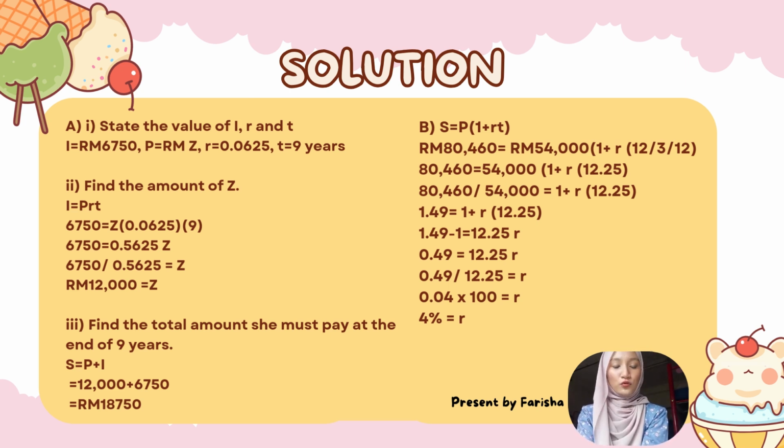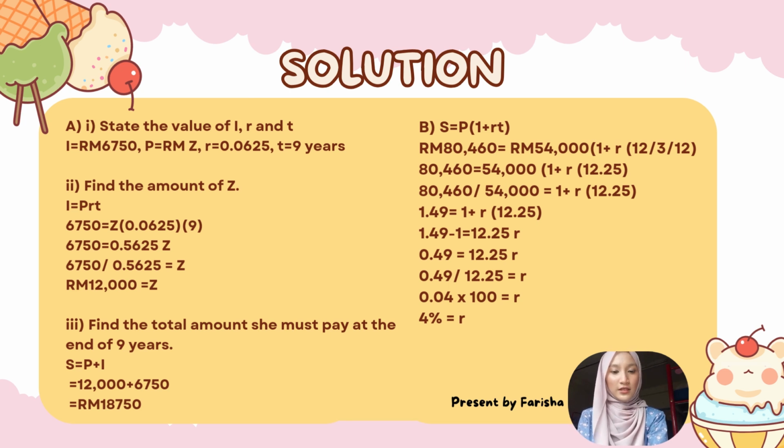For question number 2, find the amount of Z. We can use the formula I equals PRT. 6750 equals Z times 0.0625 times 9. 6750 equals 0.5625 Z. 6750 divided by 0.5625 equals Z. So the answer for Z is RM12000.